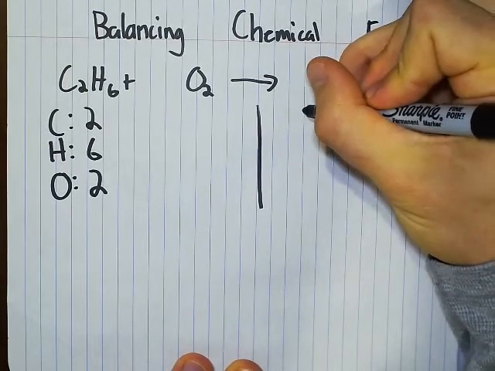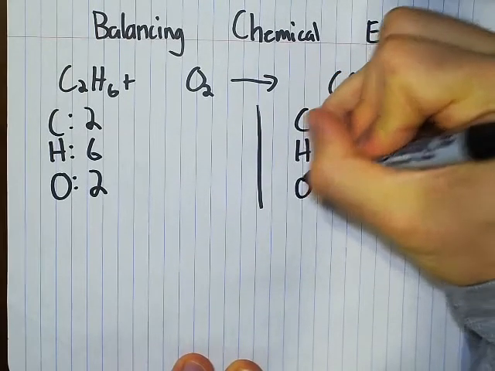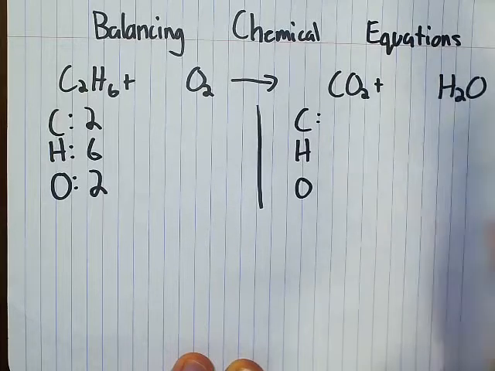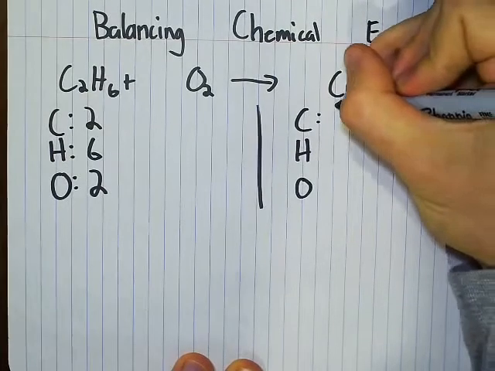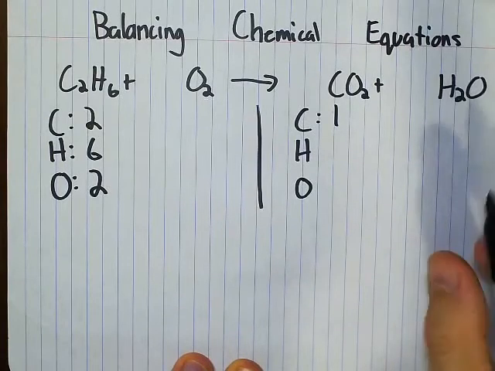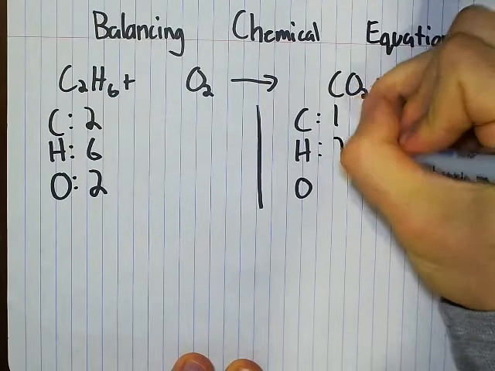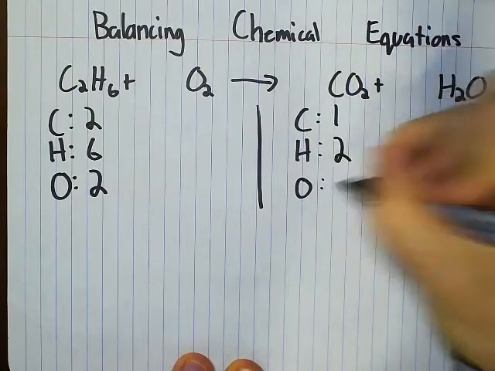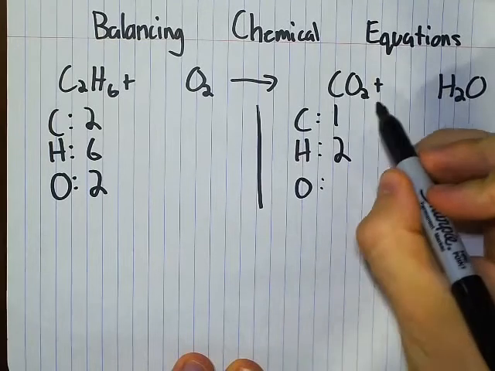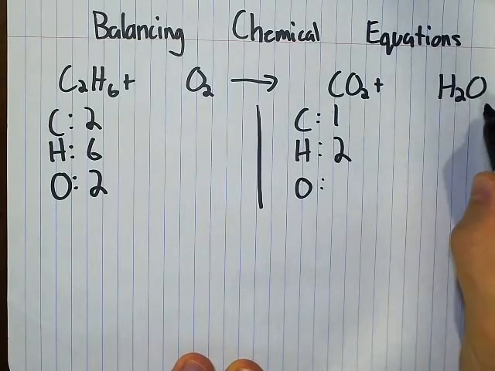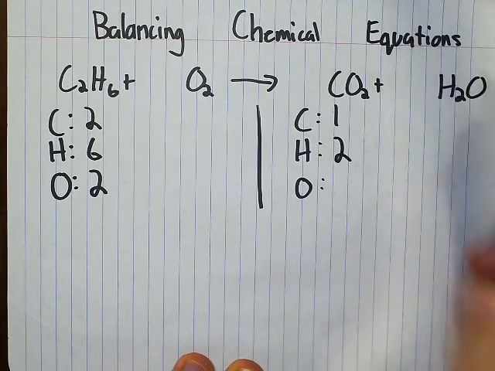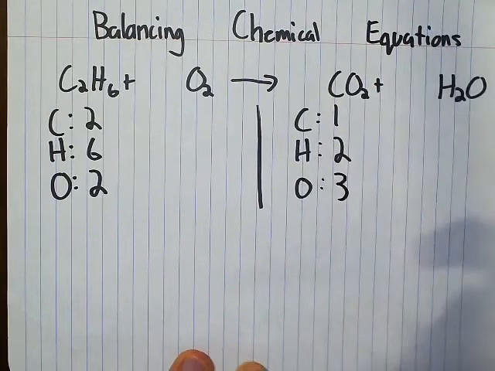If I were to do the same thing on the product side, CO2 and H2O, I've got 1 carbon on this side. There's no subscript there, so it's a 1. I've got 2 hydrogen, and then I've got 3 oxygen. I've got 2 oxygen in my carbon dioxide, and 1 oxygen in my water molecule. So I've got 3 here.